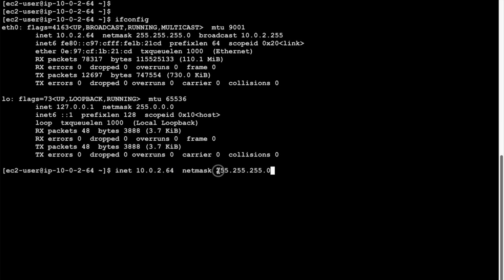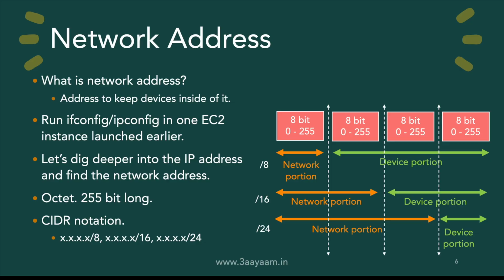10.0.2.0/24. Why 24? Because the netmask is 255.255.255.0. 8 bits of the first octet, 8 bits of the second octet, and 8 bits of the third octet. So the initial 3 octets belong to the network and the last octet belongs to the device. So in our case, this EC2 instance has a number of 64 inside of this network, 10.0.0.2 or 10.0.2 rather. If you have any questions, of course, we can discuss it in our live session or live discussion. Please go through it multiple times and come up with any questions that you might have.